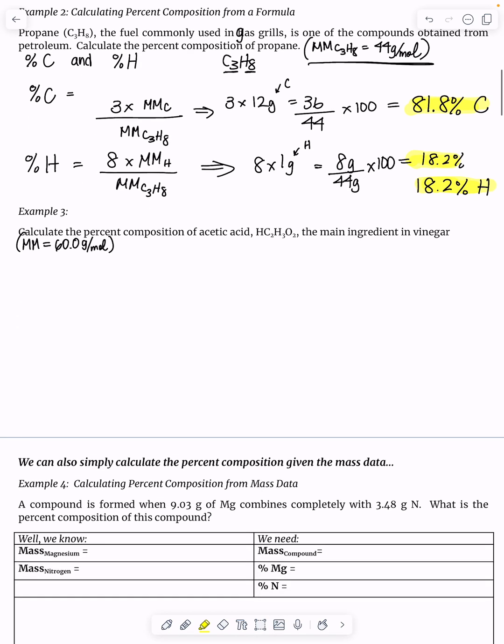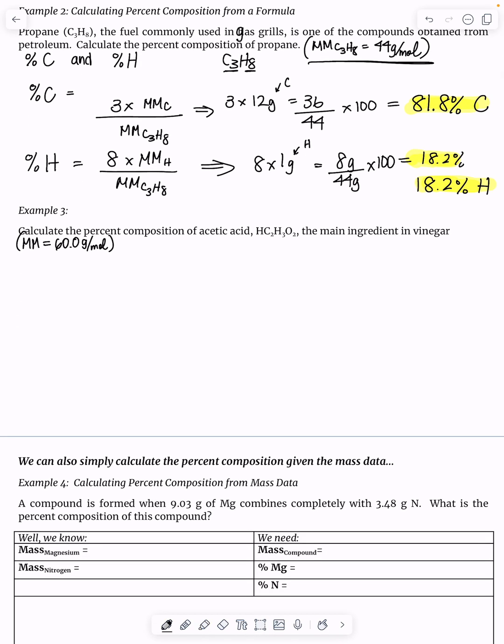Okay? I'm going to leave example number 3 up to you. But again, I gave you a little help there that the molar mass of this acetic acid is 60. I'm going to let you know that there are 4 hydrogens in this compound, 2 carbons, and 2 oxygens. So use that information to help you with example 3 on your own.